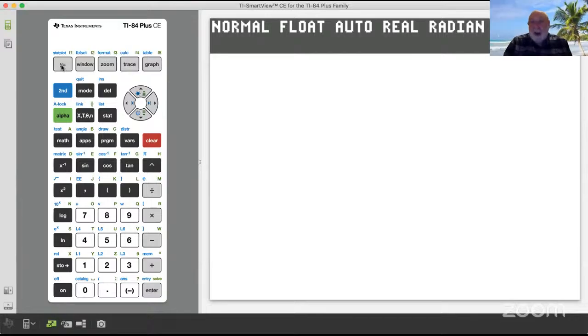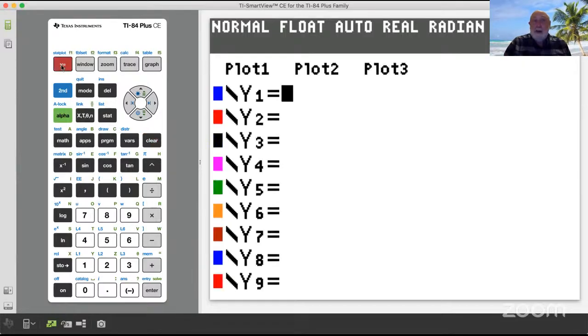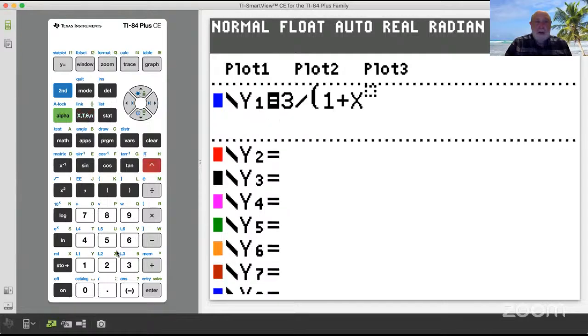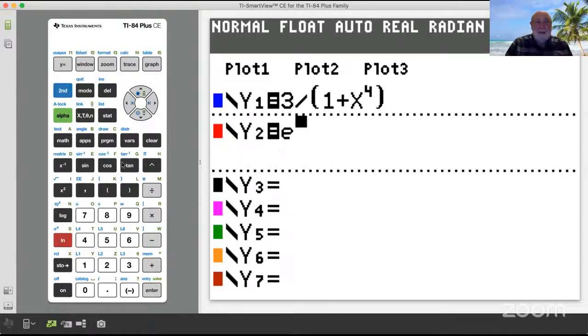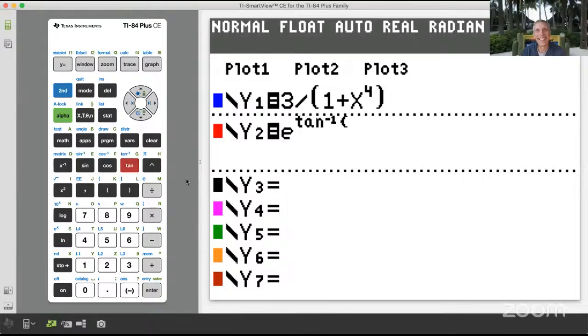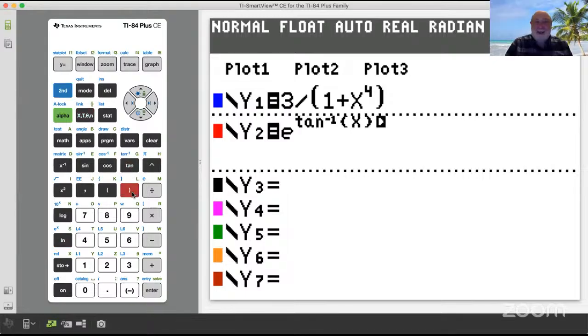First of all, it's quite likely that the graphs of those two functions might be provided in the stem of the problem. Nevertheless, to get them stored away would be a good thing to do, as well as a way to check that the graph seems realistic. So I'm going to go ahead and enter those two functions, the 3 over 1 plus x to the 4th, and for my second function, e raised to the inverse tangent of x.